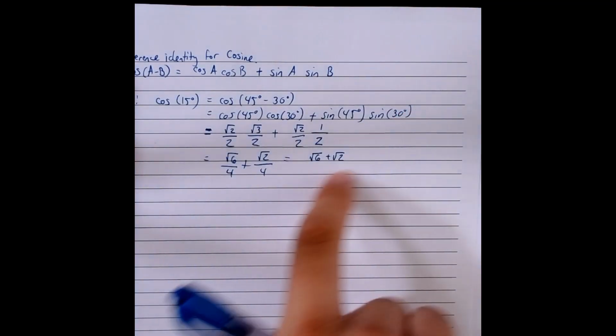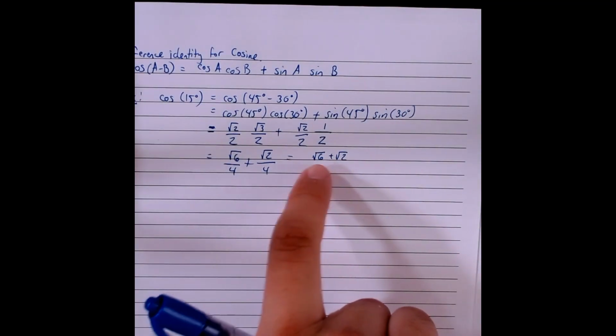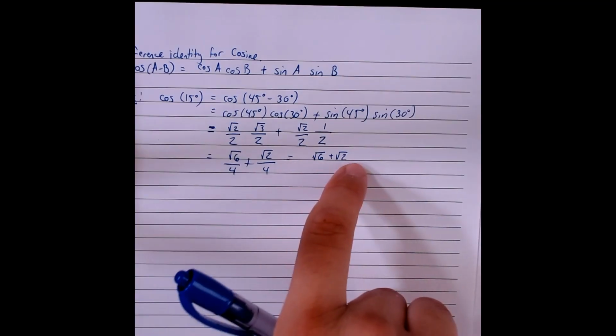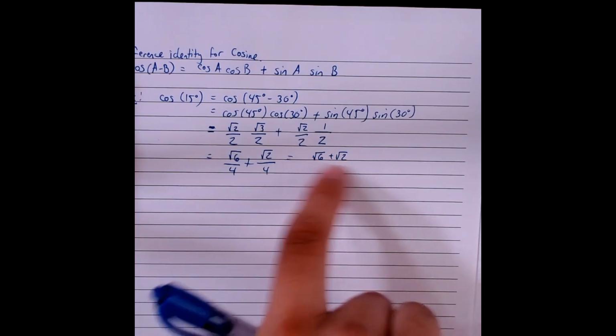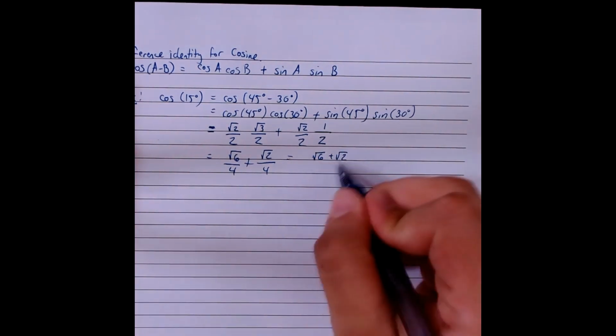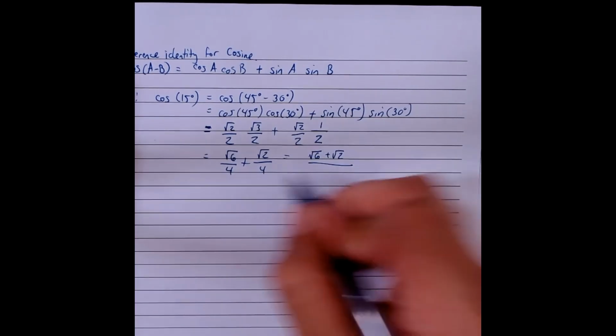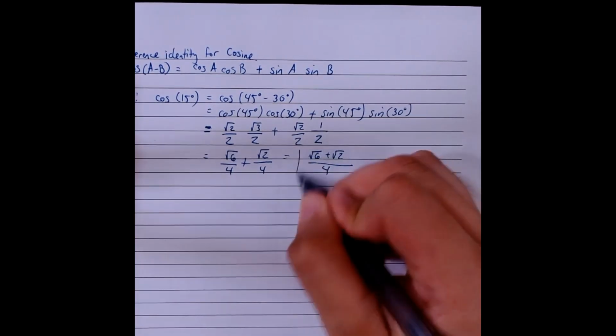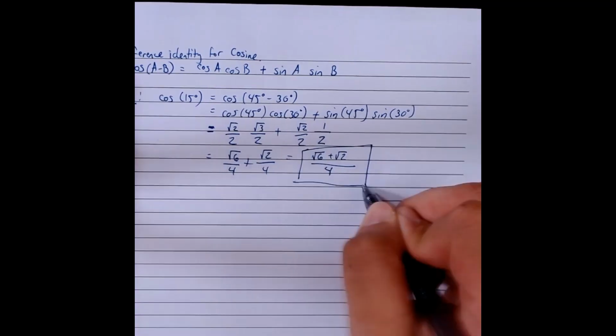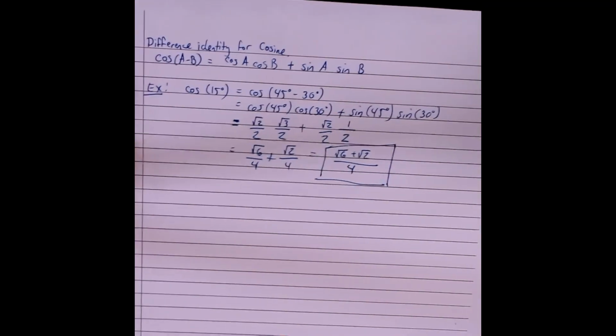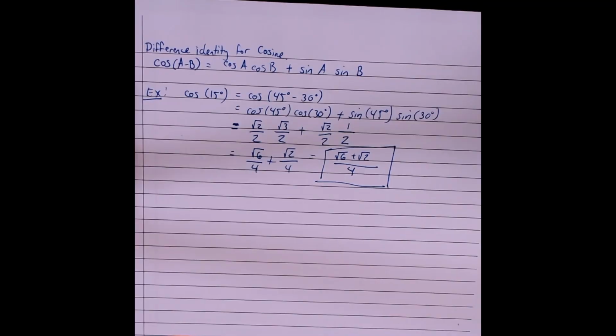You don't add those. They're different kinds of radicals. If you had 5 root 2 plus 4 root 2, you can add those. If the radicands are the same, you can add. But here, that's as good as you can do over your common denominator. And there we go. The cosine of 15 degrees is the square root of 6 plus the square root of 2 all over 4.